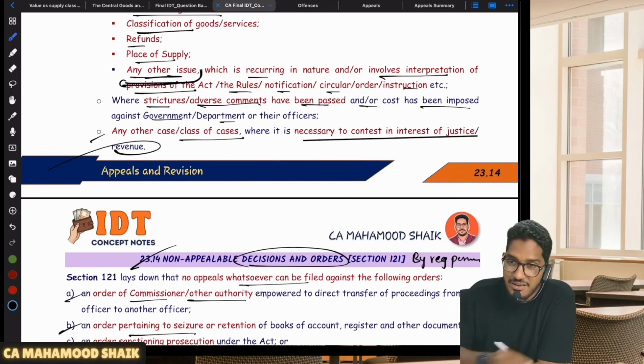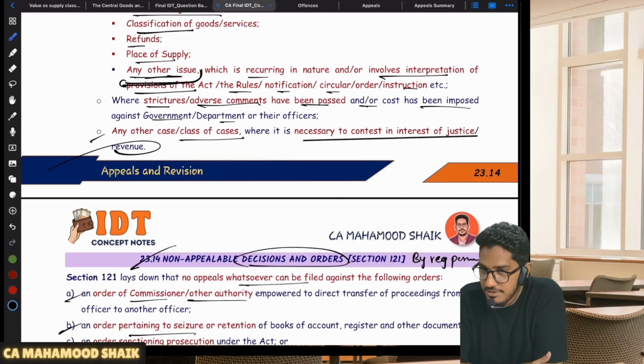Always they will use this only here. If we don't go for appeal, the amount is less, but the government will lose the revenue. Let us go to the next level of appeal, they will say. Using this provision, they always will go for appeals.